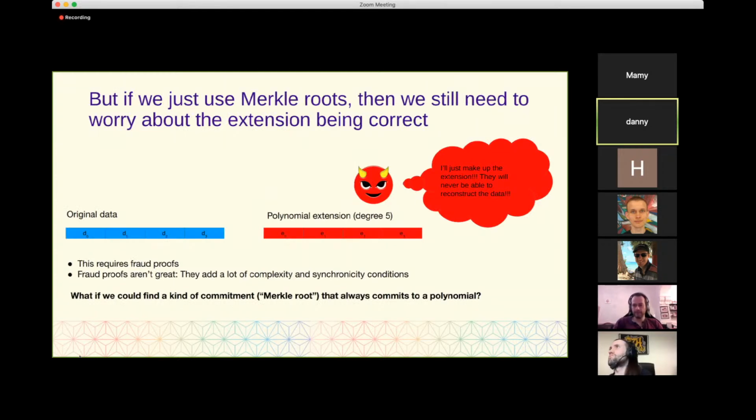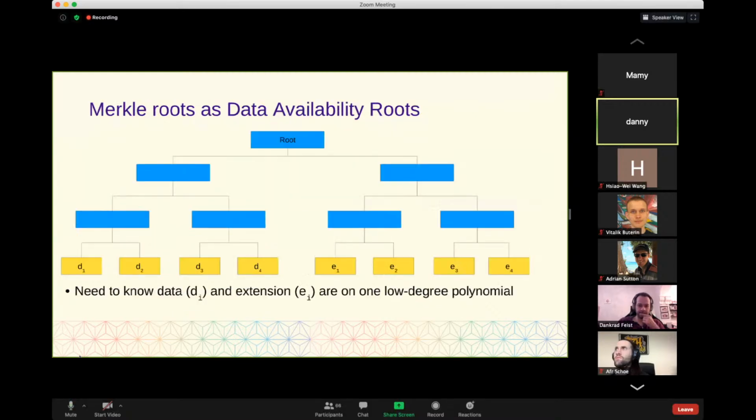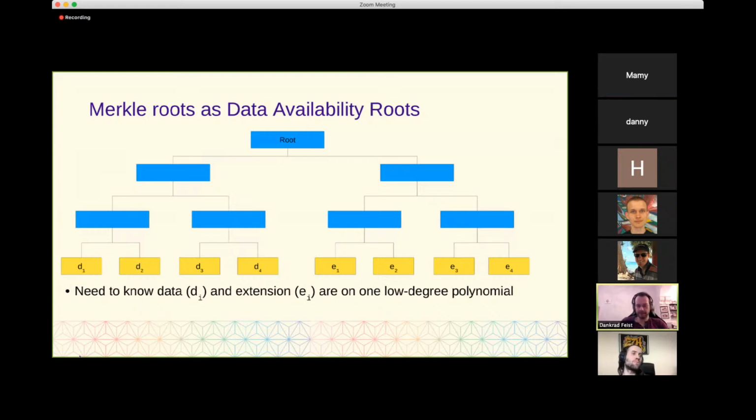Could you use a zero knowledge proof to prove that it was a polynomial extension? Right, so this would be another possibility. We could construct a zero knowledge proof, so we could compute this Merkle root, since this is just a computation, right? The input is all the data and extension elements, and for example, in addition, you could give the coefficients of the polynomial that they're on, and then inside the zero knowledge proof compute this root.